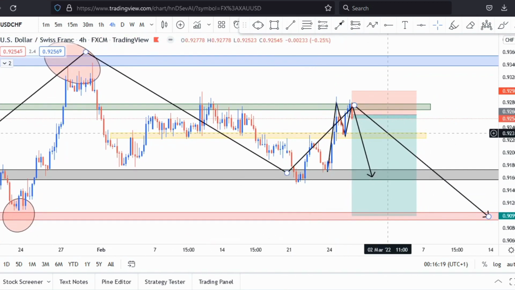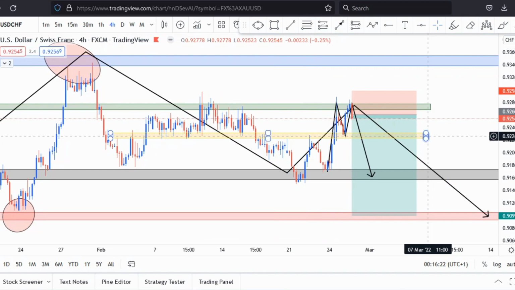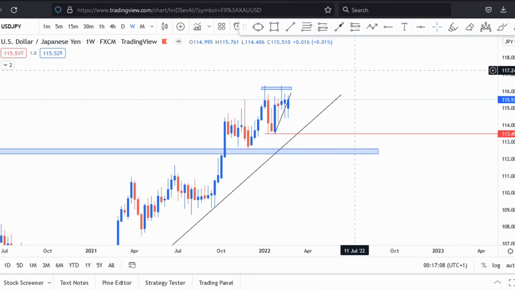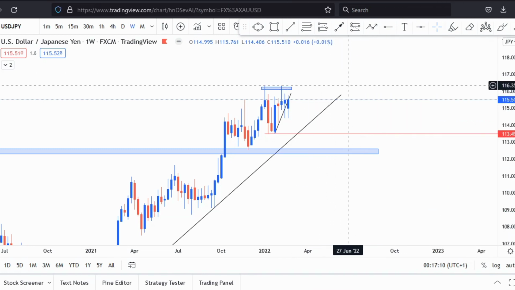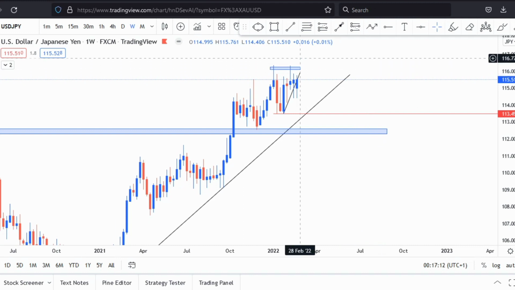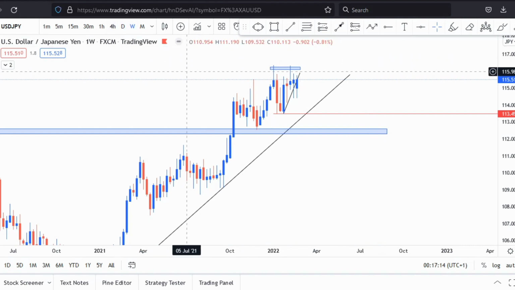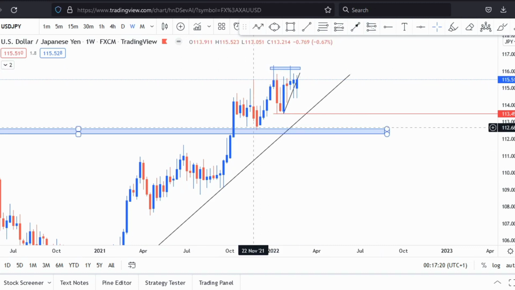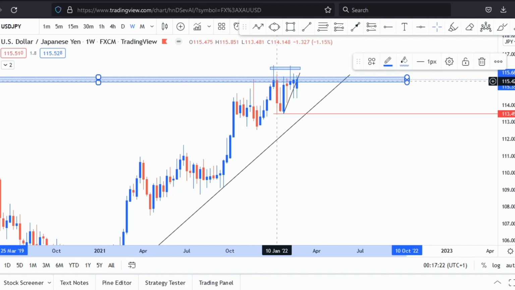So this is my analysis for this pair. Next, I'll be talking about my analysis for USD JPY. So for USD JPY, again, starting from the weekly time frame, and we work our way down to the 4-hour time frame. On the weekly time frame, you can see that there's been some resistance level here, and then price has gone on to touch that level twice.